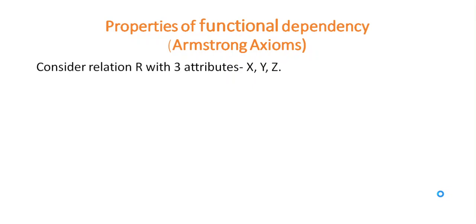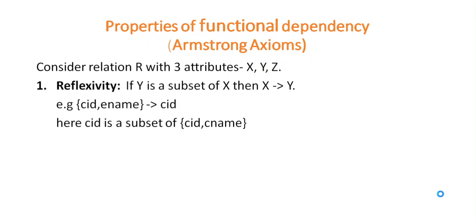Now, next is what are the properties of functional dependencies? There are three properties of functional dependencies, and these properties are also called Armstrong axioms. Now consider one relation R with three attributes X, Y, Z. The first property is the reflexivity property. Here, if the Y attribute is a subset of the X attribute, then X determines Y. This is the functional dependency. It means if Y is a subset of X, then we can find the value of Y from X.